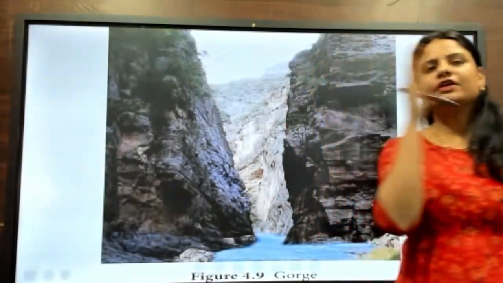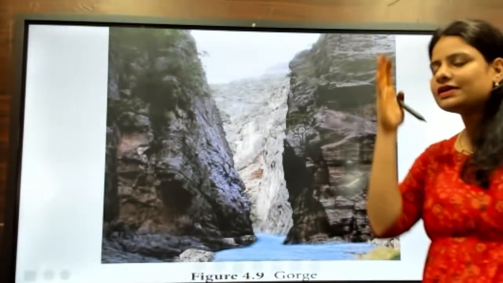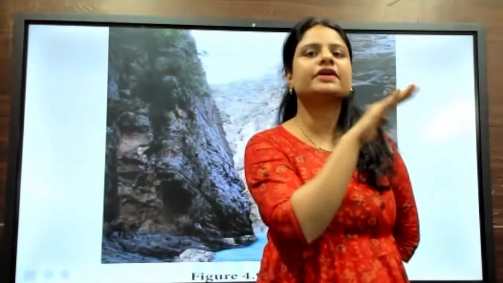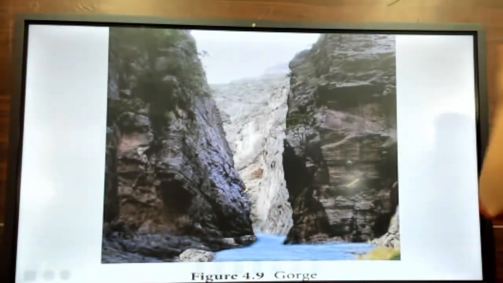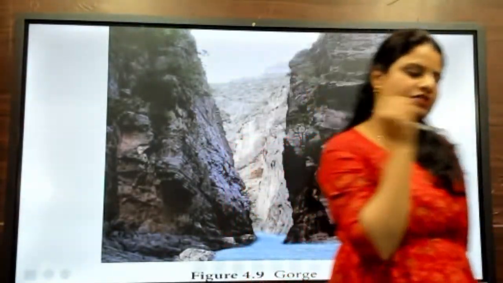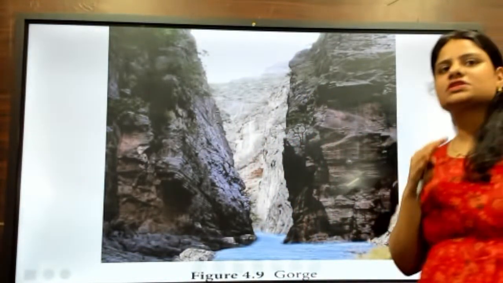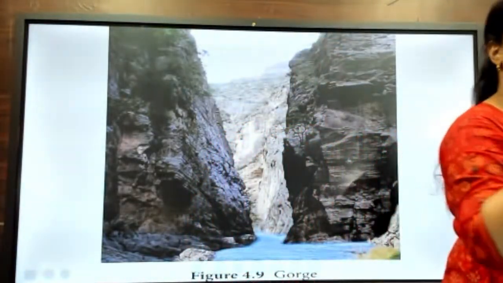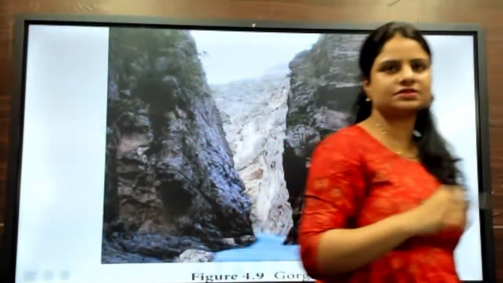When we talk about rivers, there are two types of river. One type is called young rivers, and one type is called old rivers. In India, do we have some old rivers? Yes. Which is the oldest river in India? Narmada. How do we say that Narmada is the oldest river? And which is the youngest river? Ganga, or Indus, you can say, is the youngest river.